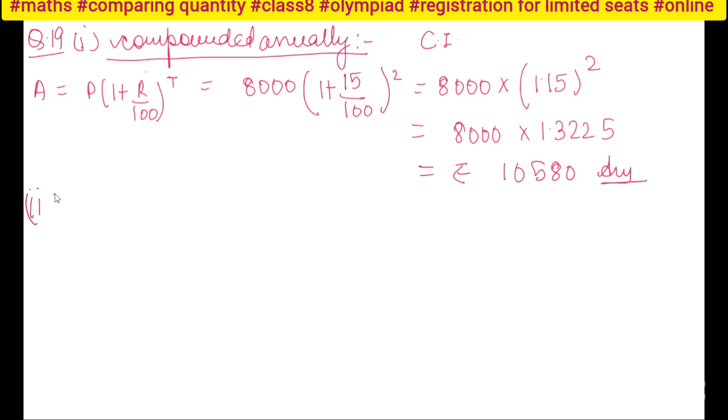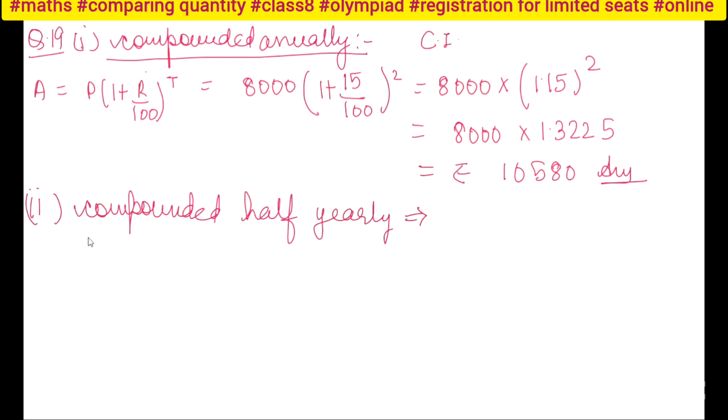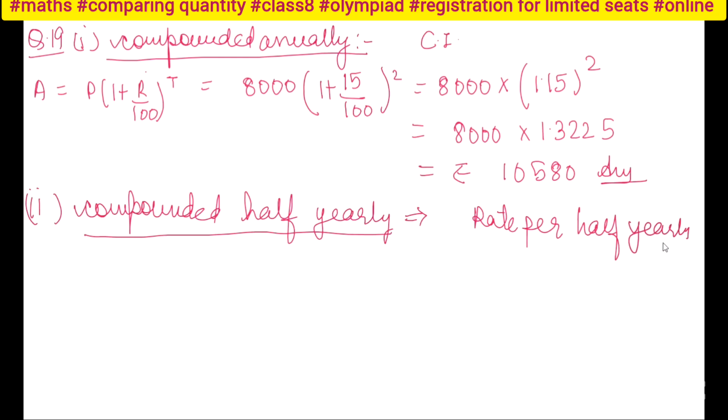Now they are asking compounded half yearly. So when they are asking about compounded half yearly, first I should operate my rate. So rate is given 15% in your yearly system, but I need rate per half year. So I will do 15 divided by 2, or I can say 7.5%, right? So my time will be how much? Time is given 2 years, so I have how many half years? 4 half years, right?